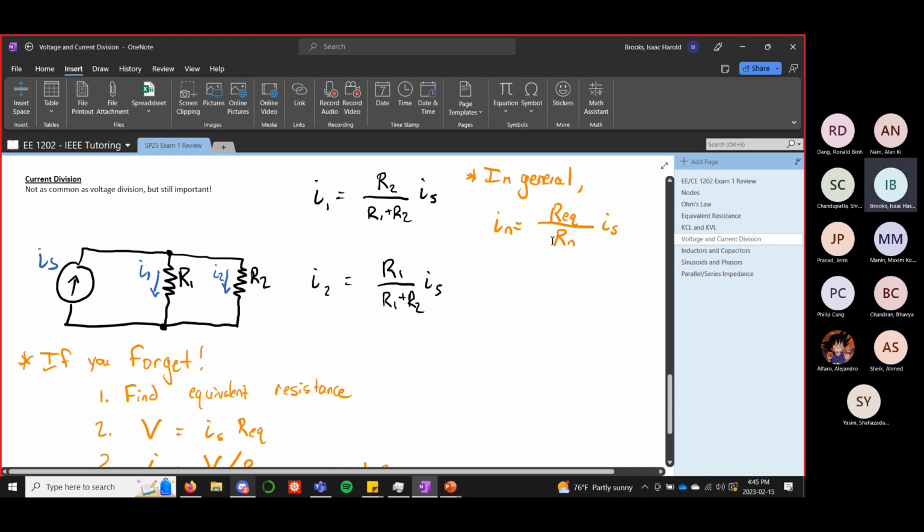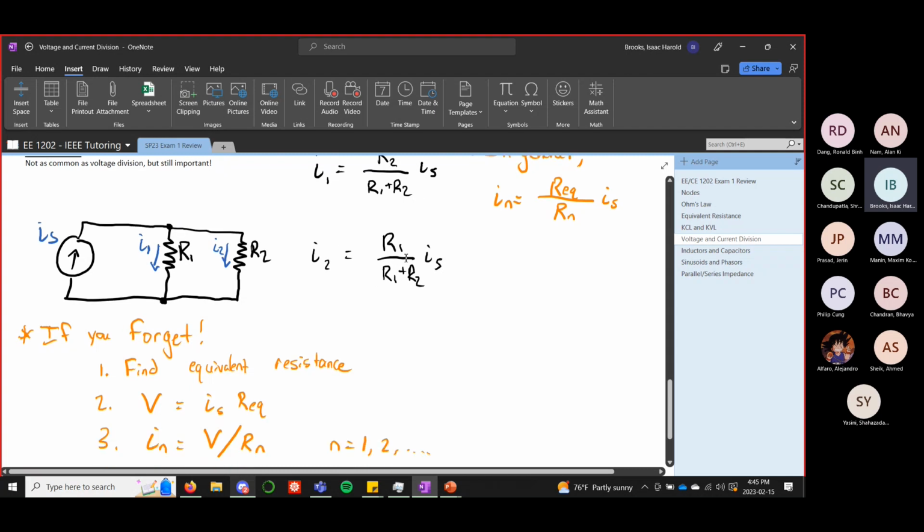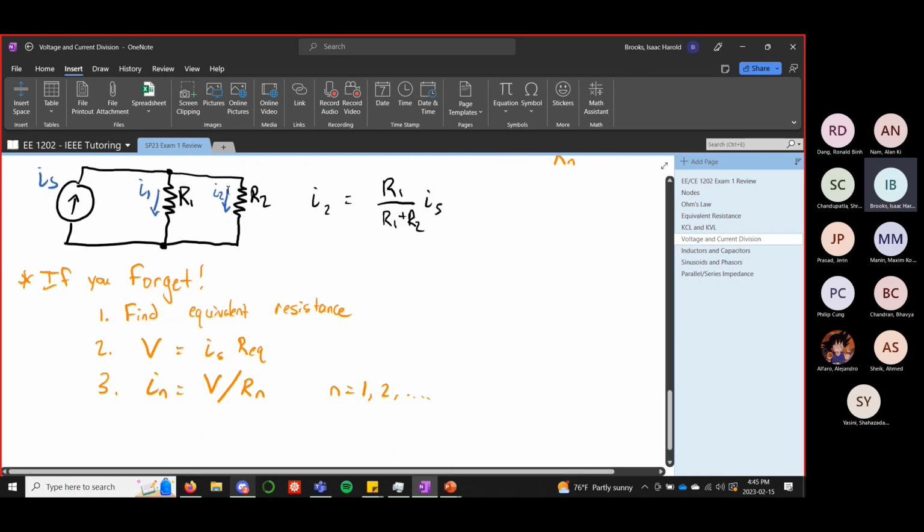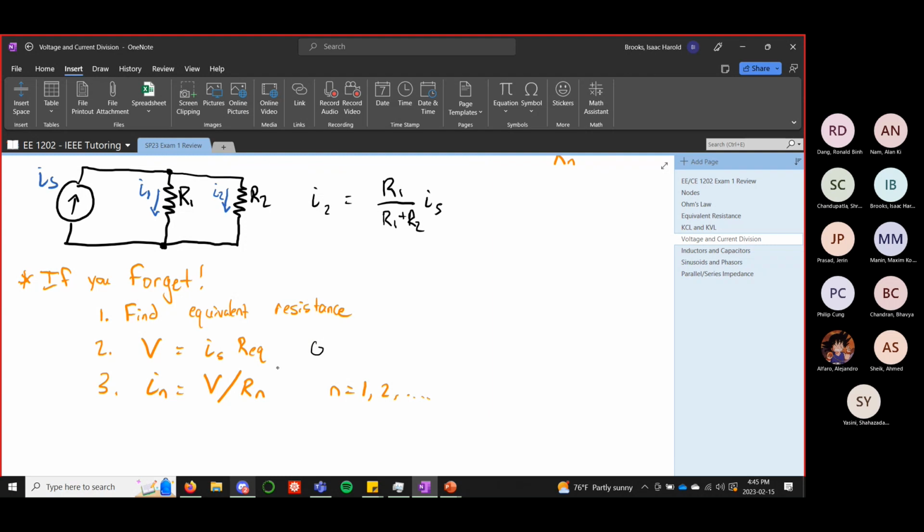So that looks like it's not the same thing. It looks like it's not just the flipped version of the voltage division formula. But you can always recalculate this using Ohm's law, by collapsing the resistor networks. So if you ever get a circuit like this that has multiple resistors in parallel and you want to find the current through one of them, you can find the equivalent resistance. Use Ohm's law.